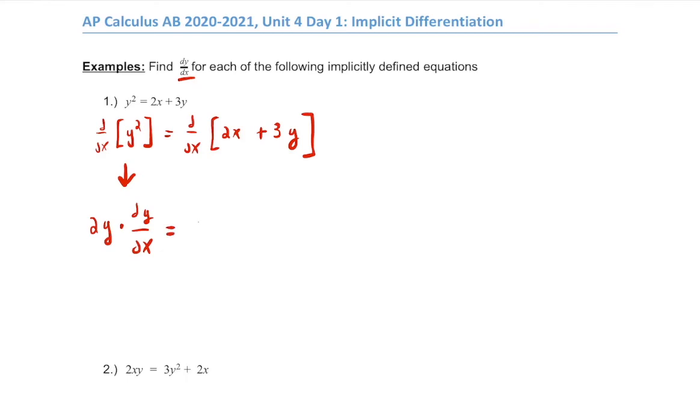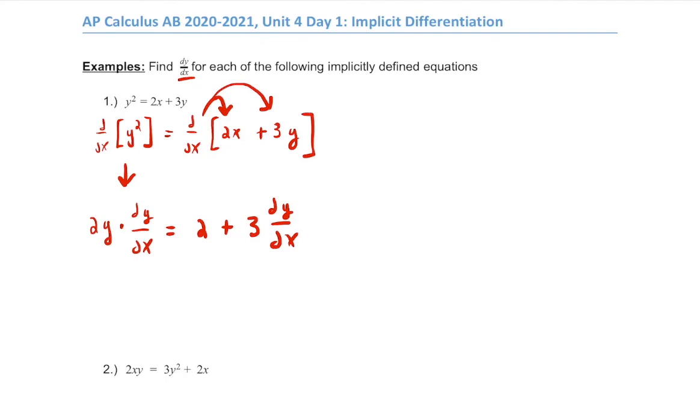Equals 2 plus 3 dy dx. Because we are not taking the derivative with respect to y, we are taking it with respect to x, so y becomes dy dx. The derivative of 2x with respect to x is just 2, but the derivative of 3y is 3 dy dx. It's like a placeholder. It's like, well, we don't know what the derivative of y with respect to x is yet. We are going to solve for it.